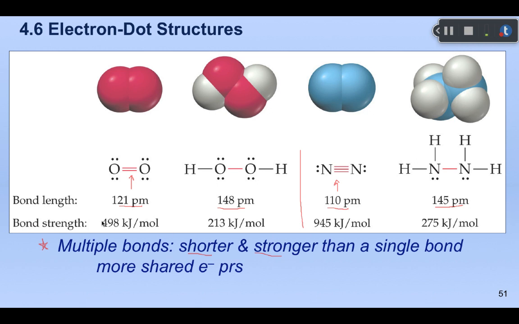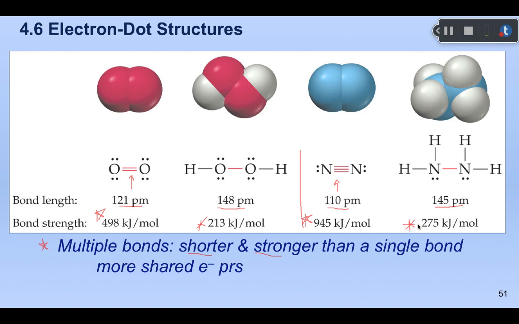In other words, the double bond is going to take more energy to break than its similar single bond between two oxygens. Or the triple bond between two nitrogens is going to be a lot stronger, requiring a lot more energy to break, than the single bond between two nitrogens.